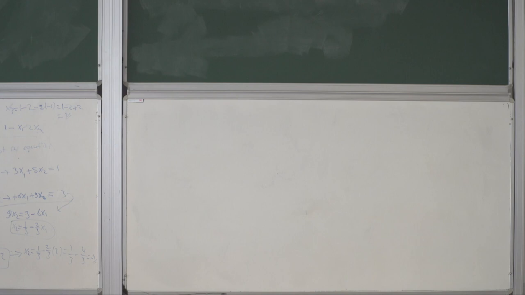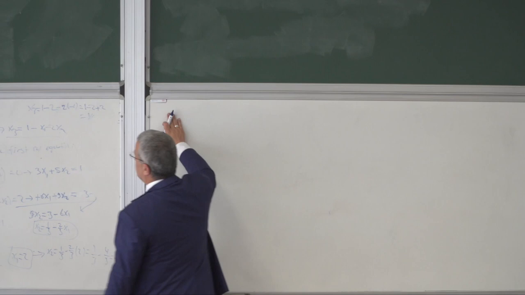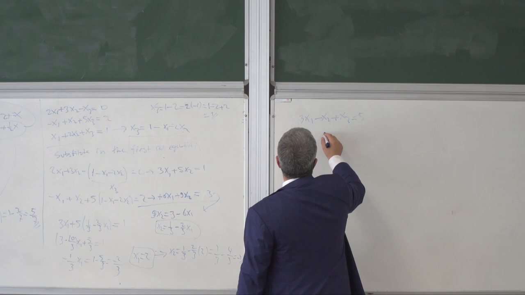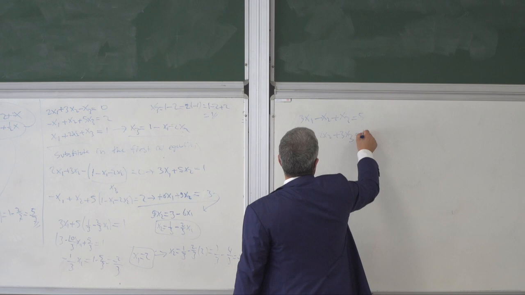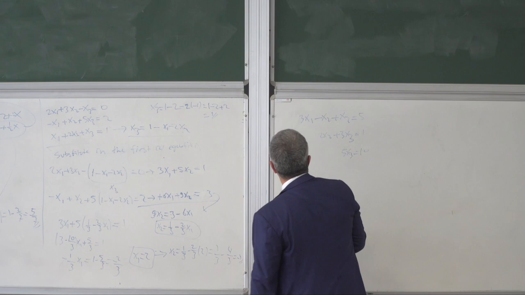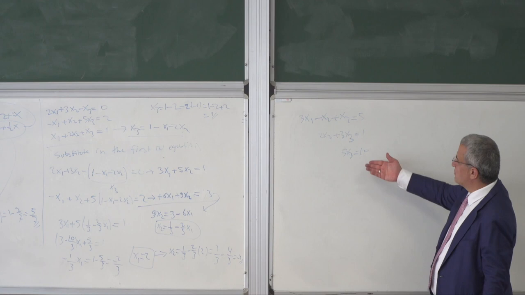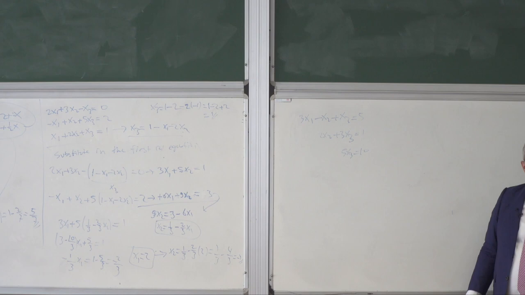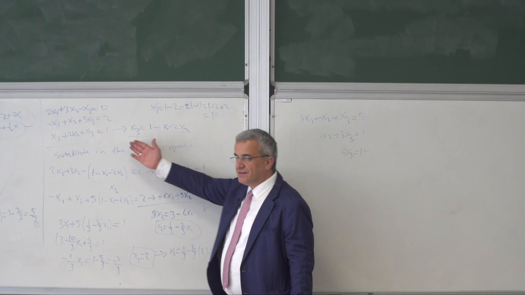Let's take another equation, okay? Where you have, let's say, 3x1 minus x2 plus x3 is equal to 5. Then you have 2x2 plus 3x3 is equal to 1. And 5x3 is equal to 10. So you have here, the last equation has only x3. The second equation has only x2 and x3. And the first equation has x1, x2, and x3. So this is a special case, right? The previous one is the general case. This is a special case.